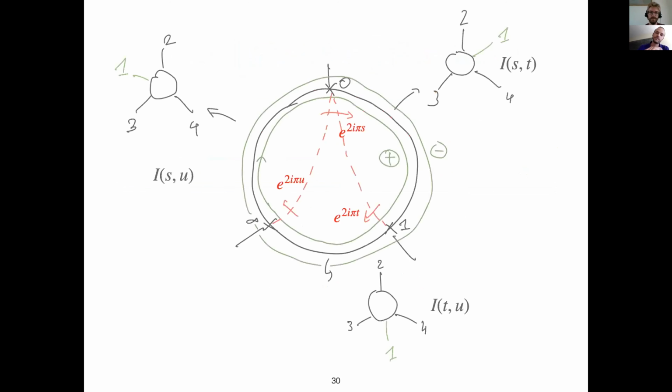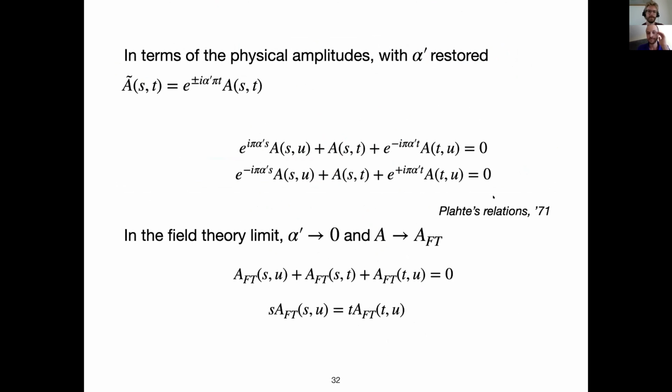So when you combine the I pi plus minus I pi and the 2 I pi, you get these phases. And in the field theory limits, so these are the relations. They were found by Plahte in '71, and they generalized to n-points, as I'm about to mention. Just to give a bit of intuition about these relations, in the field theory limit, they give 2 independent relations again. FT is subscript for field theory.